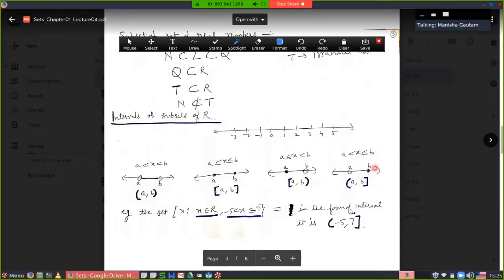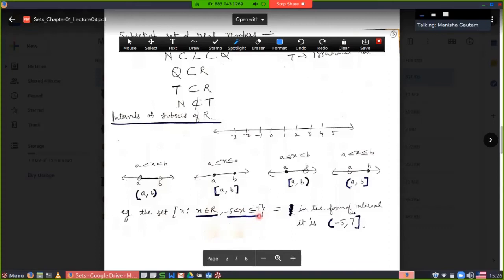4 intervals are there. Here's one example to show you. The set x is a set of elements such that x belongs to real numbers. Here you have to observe. First of all, you check whether the number belongs to real numbers, then you will write it in interval form. Otherwise, you can write in roster form or in set-builder form. x greater than minus 5, less than or equal to 7.